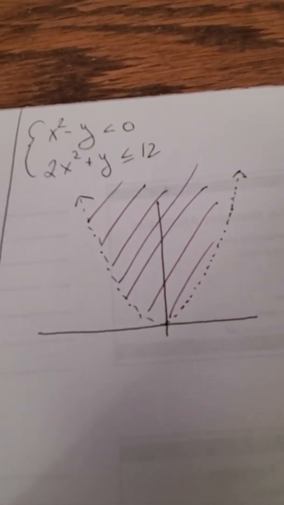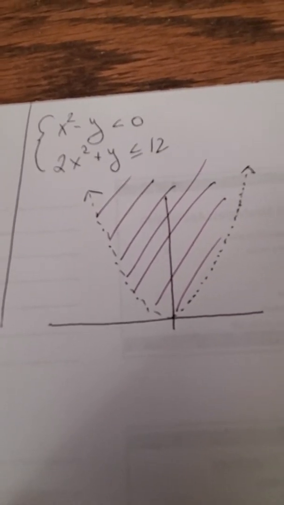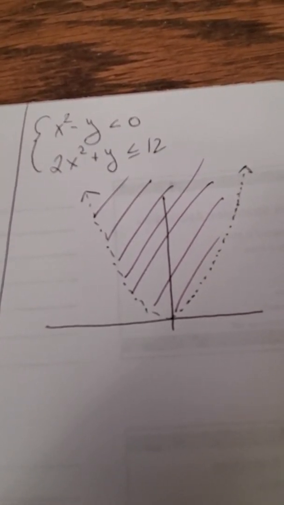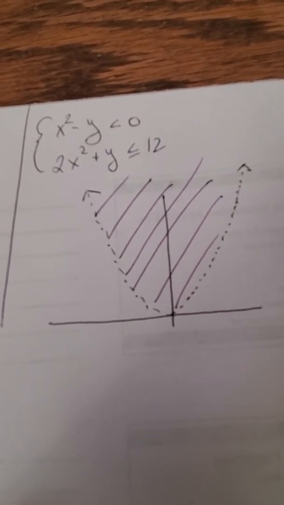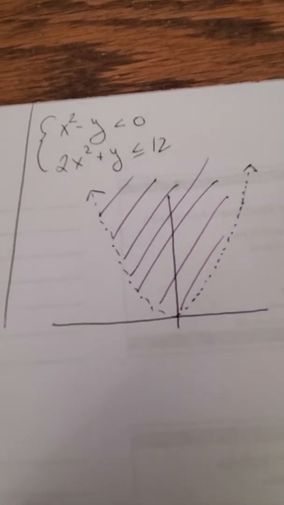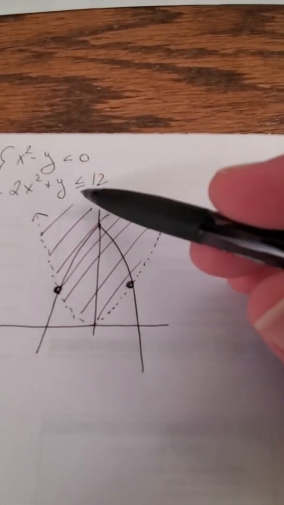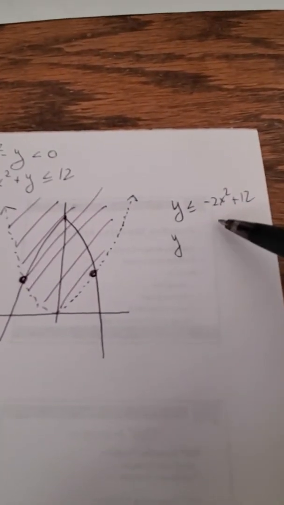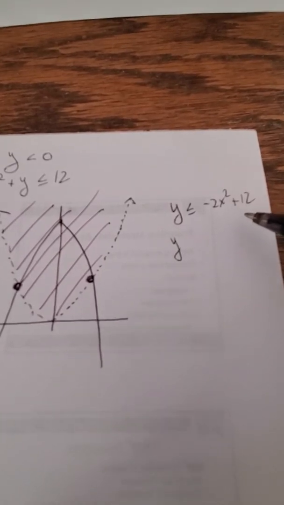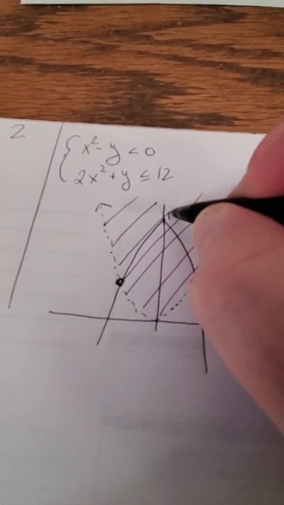Now, the other parabola I could tell you right now is going to be an upside-down parabola, but I want to see if these parabolas intersect, and if so, where. Before I draw the rest of the graph, I want to see where they intersect. If I just do a very quick sketch of the second parabola, bring the 2x squared to the other side, I get y equals negative 2x squared plus 12. Well, clearly it's an upside-down parabola. If x is 0, y is 12. That's 12 right there.